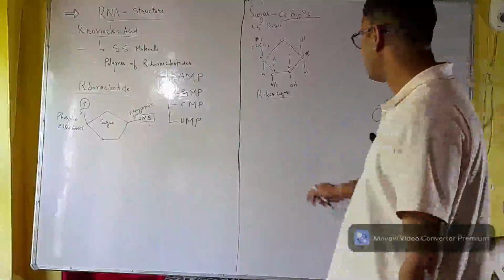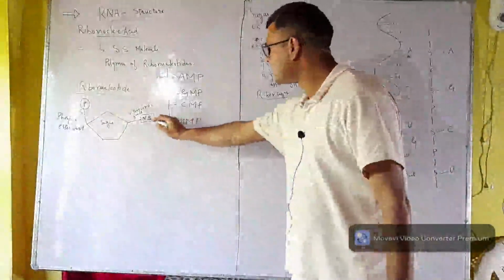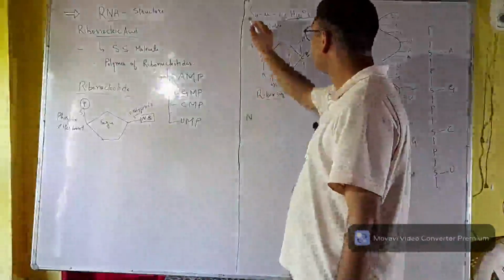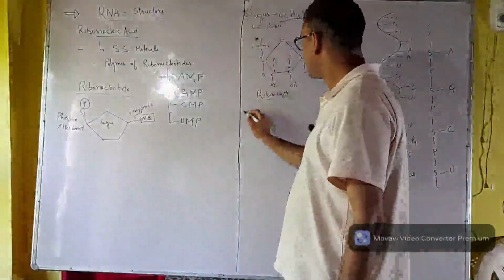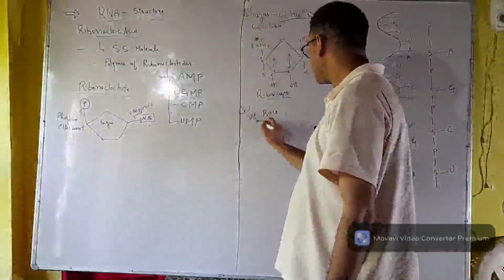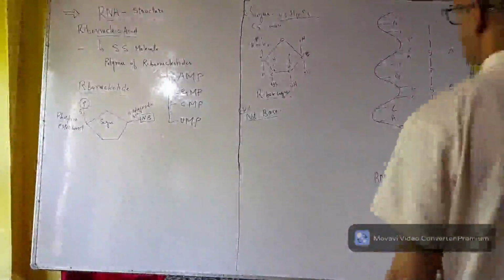Then another important component, after the ribose sugar we have decided, is the nitrogenous base. This is the first component, this is the second, then the nitrogenous base. In case of RNA, we have two types of nitrogenous bases.